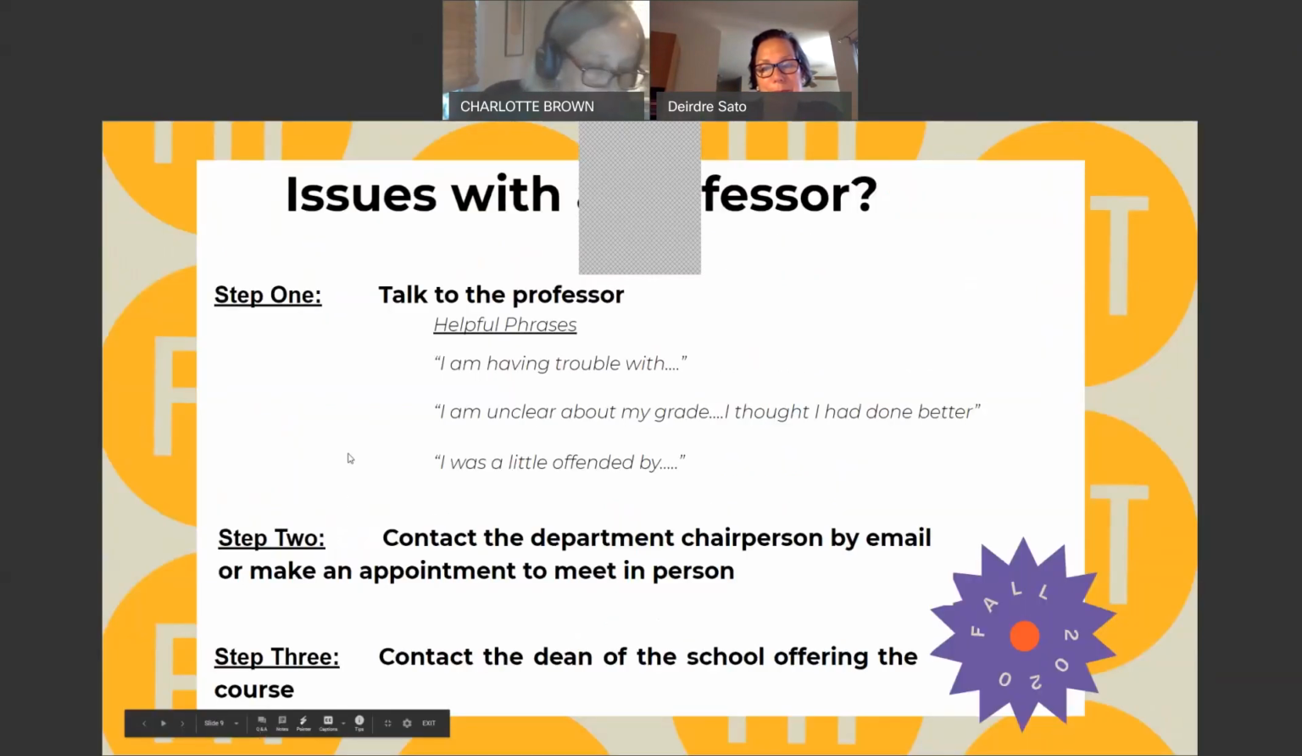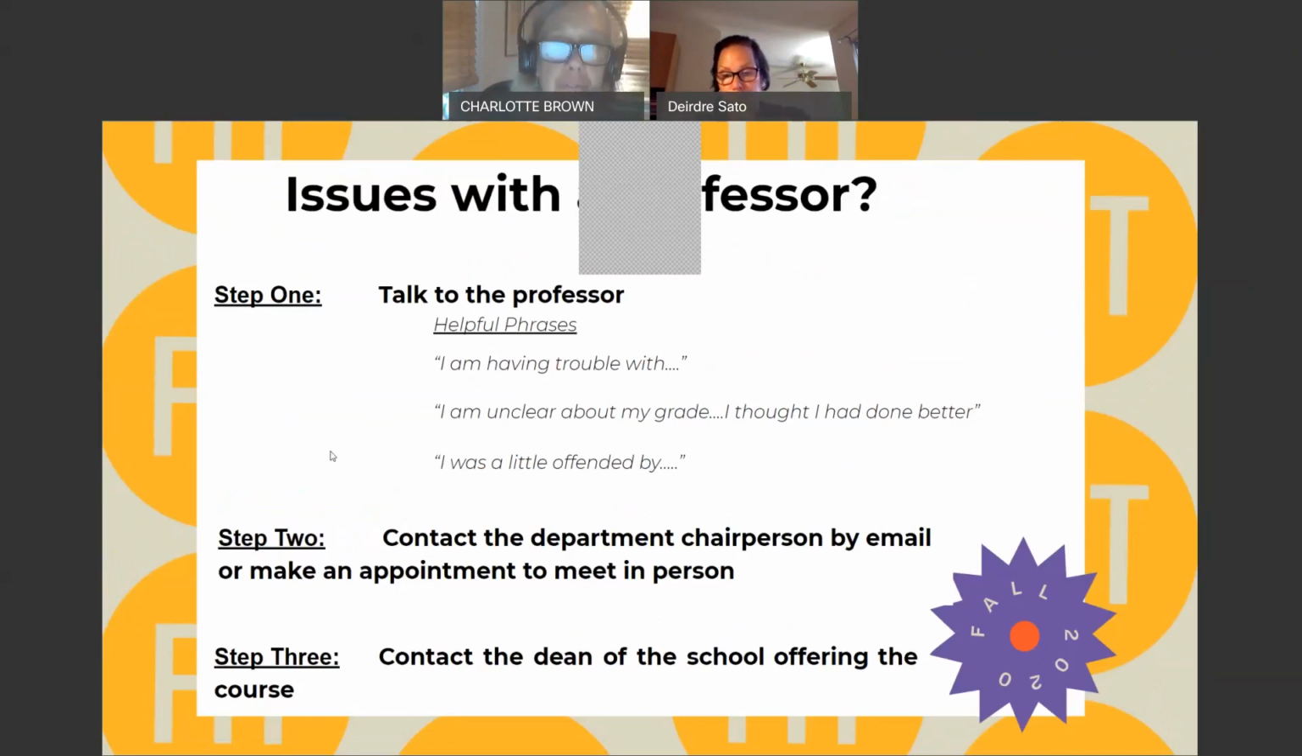So what do you do if you're having issues with a professor? Unfortunately, it does happen from time to time. There are a few steps you can follow if you find yourself in this situation. Step 1 is to try to talk to the professor after class or during his or her office hours. Sometimes these issues are the result of a misunderstanding and can be cleared up.